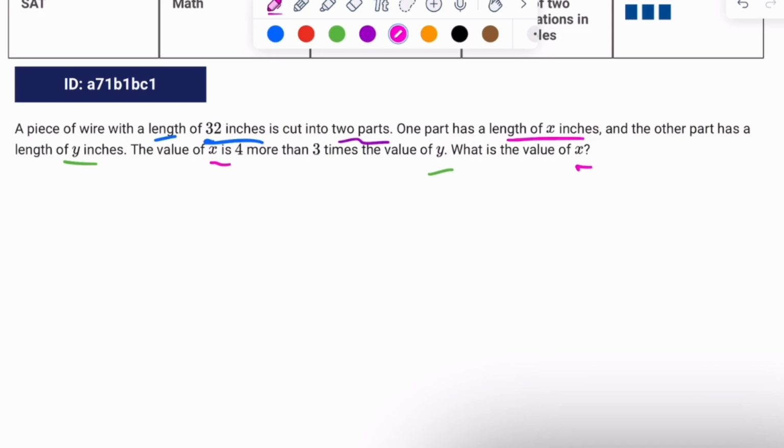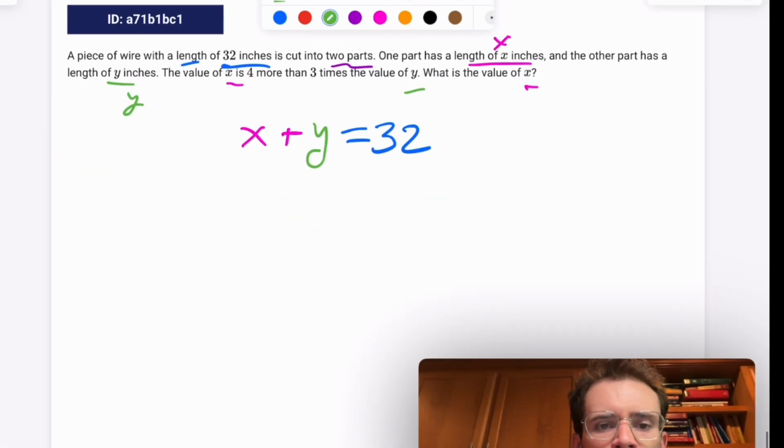All right, so first of all, we know that the entire thing is 32 inches. So the entire length adds up to 32, and that's made up of x, and it's made up of y. So we can add x plus y, and it should add up to 32. All right, so there's one equation. Now we have this one that's comparing x and y. It says x is 4.